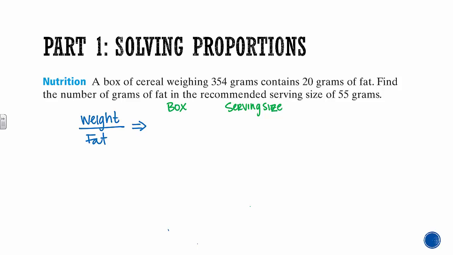So in the whole box, the weight is 354 grams, and the amount of fat is 20 grams of fat. And now in the serving size, we're only supposed to eat 55 grams, and I don't know how much fat it has. So I can turn this into a proportion. That 354 over 20 has to equal 55 over x. And then using our cross products like we just did, we can solve.